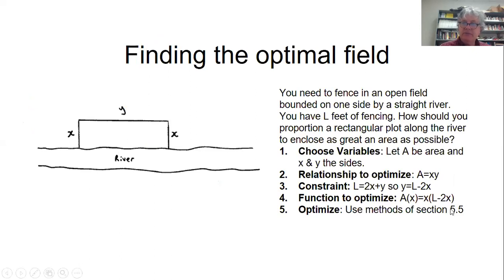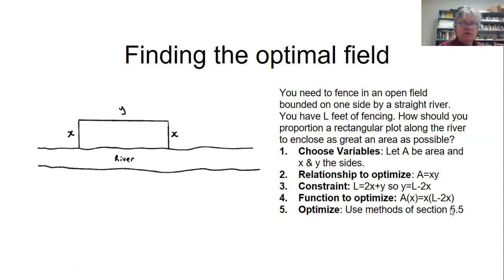Okay, so let's look at a particular problem. This is the problem of finding an optimal field. We want to pen in a rectangular plot by a river. It's a straight river. And we've got L feet of fencing. And the idea is, how do we do it so that we enclose as great an area as possible? So that's what I mean by optimal, biggest.